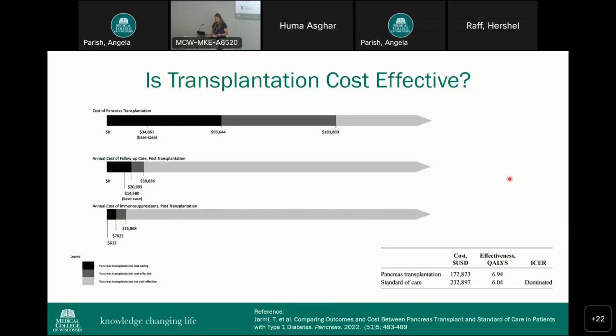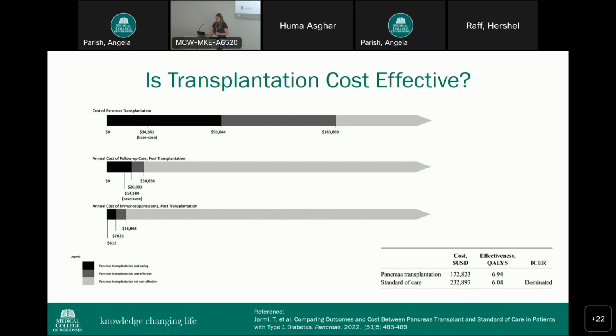Our second line looks at the follow-up cost of our transplant patients. So if the follow-up cost was kept below about $21,000, it was cost saving. However, if it exceeded about $31,000, it was more expensive than standard of care.